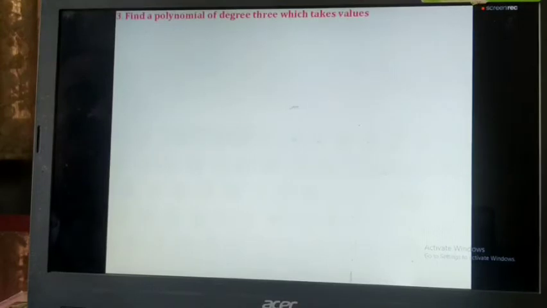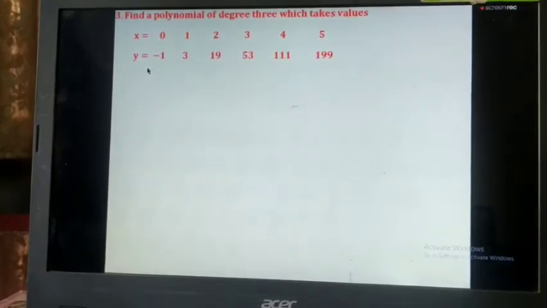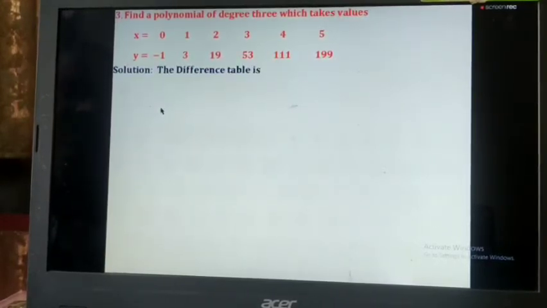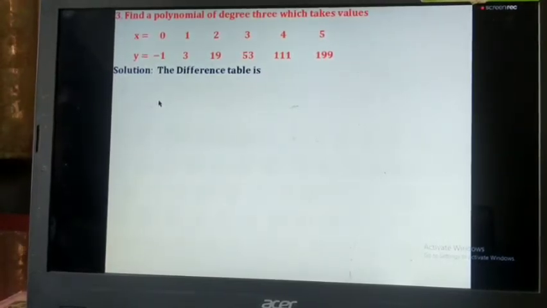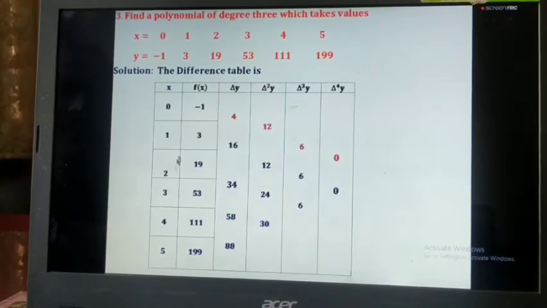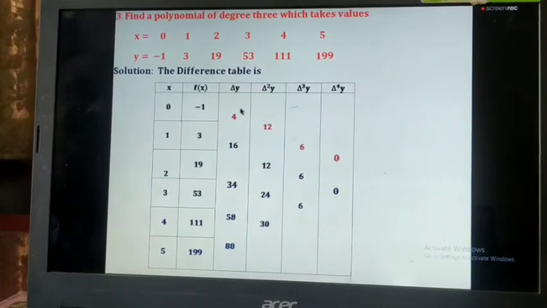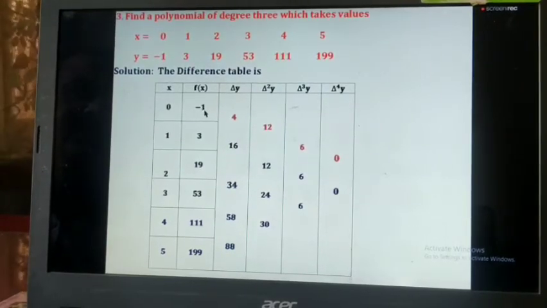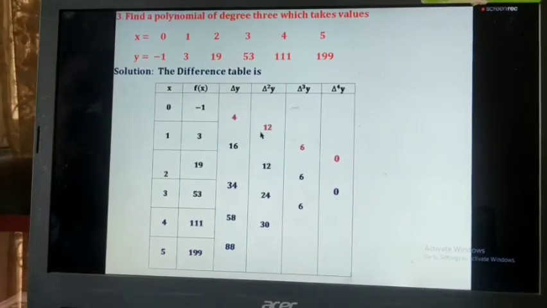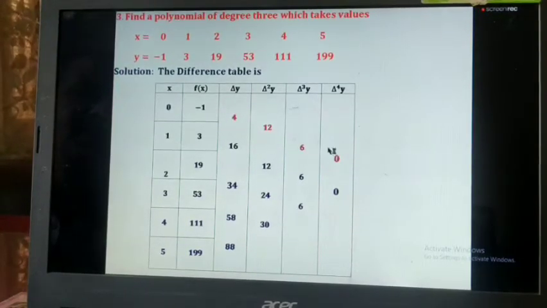Next, to go further: find a polynomial of degree 3 which takes the values x = 0, 1, 2, 3, 4, 5 and the corresponding f of x, or y, as minus 1, 3, 19, 53, 111 and 199. How to construct the polynomial from the given x and y? You have to observe and use the finite difference table. x is given, f of x is given. We prepare delta y, delta square y, delta cube y and delta raised to 4 y, keeping the leading forward differences in mind: y0, delta y0, delta square y0, delta cube y0 and delta raised to 4 y0.